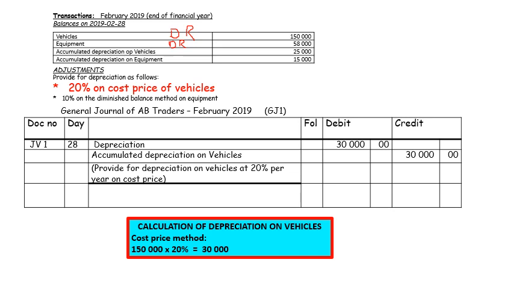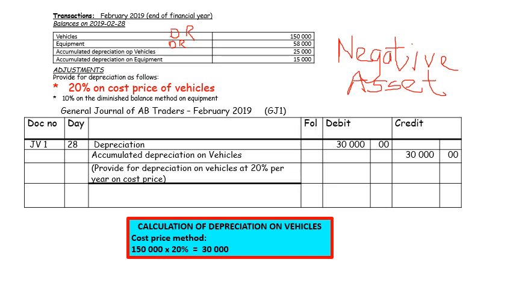What they are, are negative assets. So let me write negative assets. I'm writing with my mouse, which is not very easy to do. They are called negative assets. What is a negative asset? A negative asset is an amount that decreases the value of a specific asset. So accumulated depreciation will decrease the value of vehicles. Accumulated depreciation on equipment will decrease the value of equipment. Because they are negative assets, their balances will be credit balances.